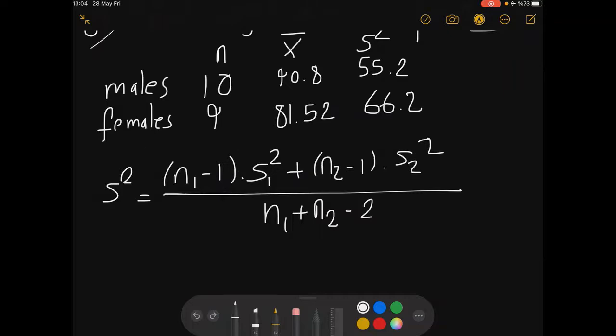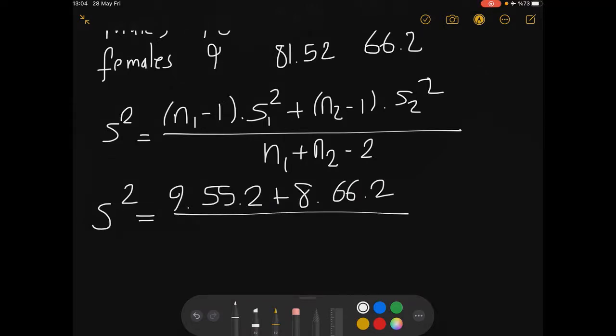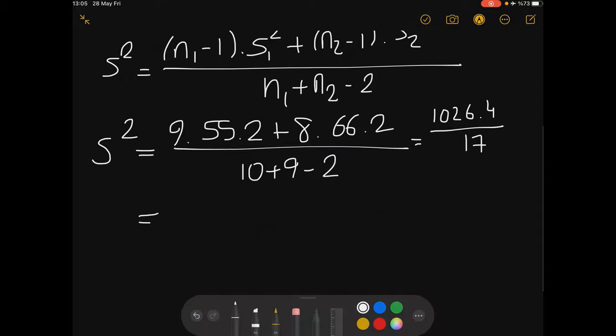You subtract 1 from those sample sizes, and your S square would be 9 times 55.2 plus 8 times 66.2, over 10 plus 9 minus 2, and the result will be 1026 over 17. Please make the calculations yourself as well and tell me if something is wrong. It would be a nice practice for you as well. And this is your S square.